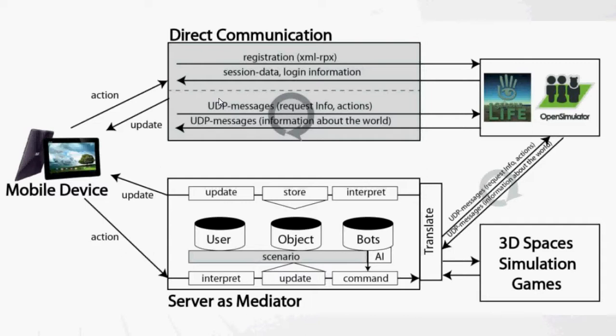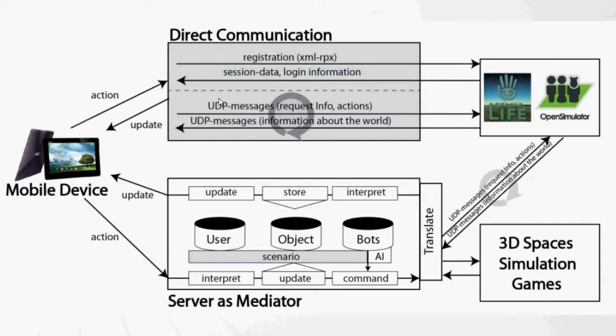Just quickly, the mobile device is communicating directly with the virtual world, for example, Second Life, by registering and then exchanging multiple messages using the UDP protocol. So a message is sent, and the mobile device gets feedback. Based on the feedback, it decides to send another message, gets another message back, and so on. So that is a technical loop.